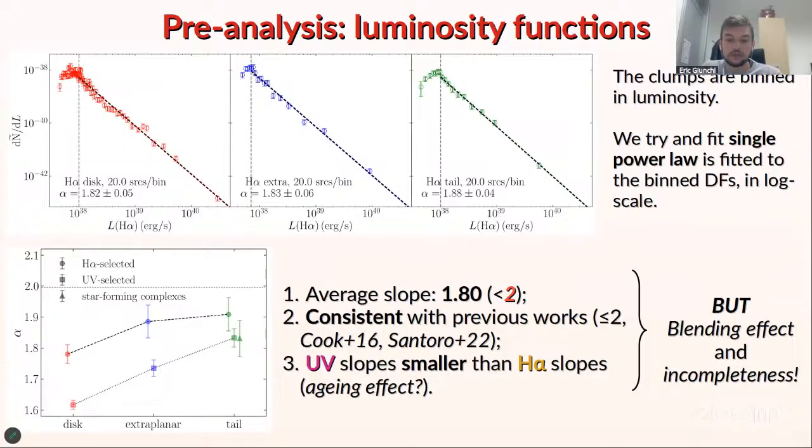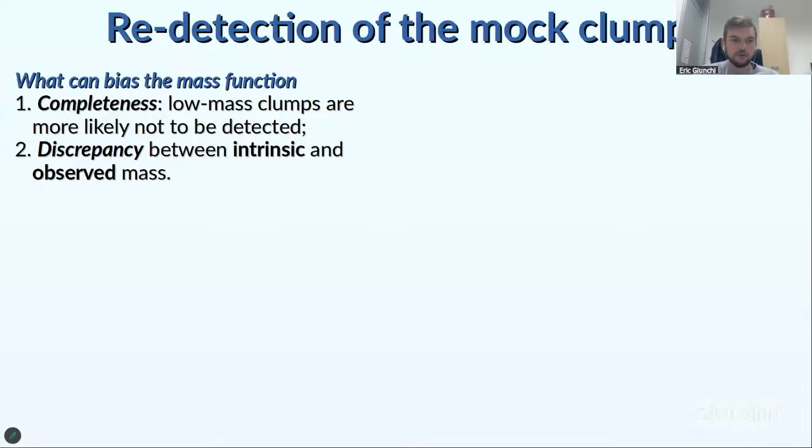However, these are quantities that are highly affected by blending effects. The clumps could overlap on the plane of the sky, or, for example, we cannot observe very faint clumps. And these are all quantities that we need to quantify, otherwise the estimate of the slope will be biased. So we focus on two main factors that can bias our results: the completeness, the capability of detecting low mass clumps and distinguishing clumps when they are blended together, and also the discrepancy between the real intrinsic mass of the clumps and what we get from the observations. That depends on the modeling, on the detection, etc.